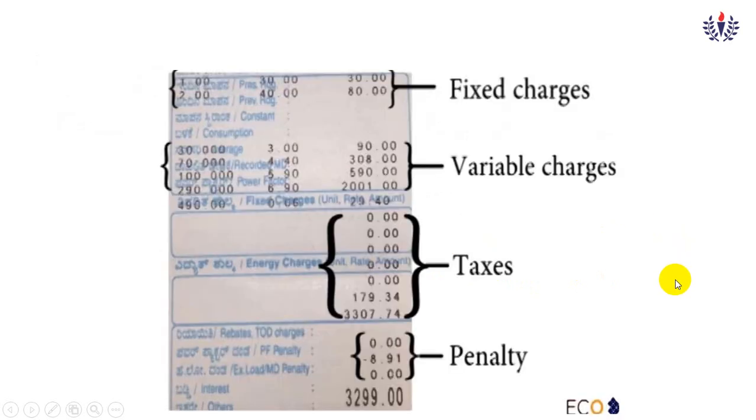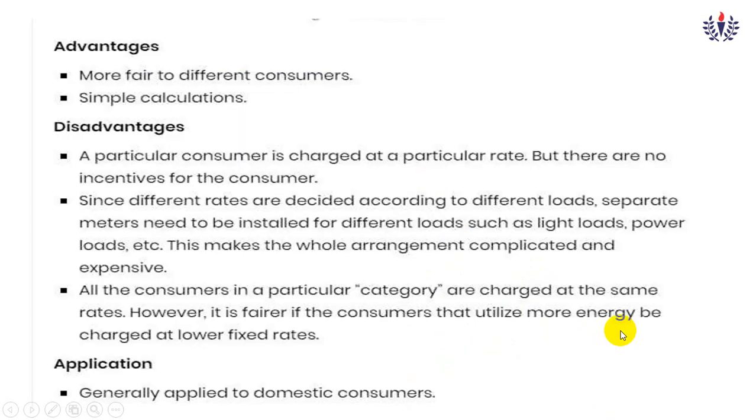So it may differ. So here you can see, this is the fixed charges, variable charges, plus tax plus penalty. So these are the best combo. This is the fixed charge, and these are all the variable charges for variable power factor and all. Then taxes means taxes. So this is a BESCOM bill. This will be discussed in the next topic also in detail.